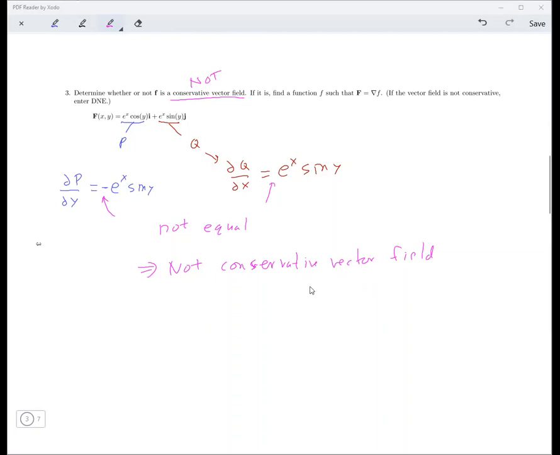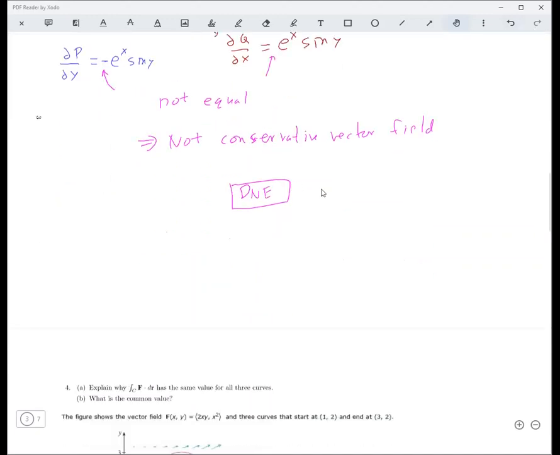And so the instructions are write D and E. So that would be the answer here. Does not exist. I don't know, that doesn't seem to make sense to me, but yeah, whatever. That's what you're supposed to do here. Just write D and E.